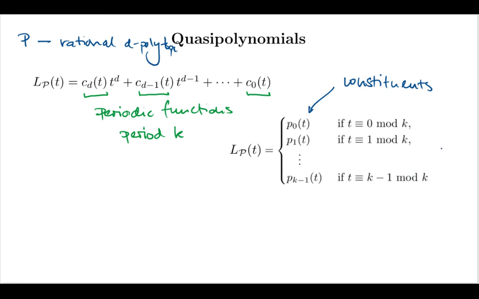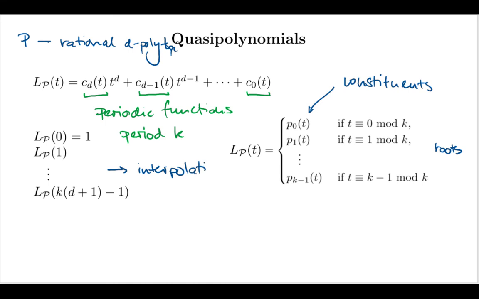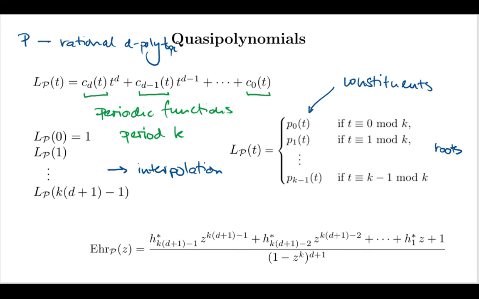As before, I could now think of this data as given by roots of, let's say, the constituent polynomials, or I can do interpolation. Now, if I want to do interpolation of a quasi-polynomial, I need to know D plus 1 times k pieces of information. So that might be, for example, the evaluations at 0, because I know this is 1, then at 1, and at 2, and so on, up to the evaluation at k times (D plus 1) minus 1.